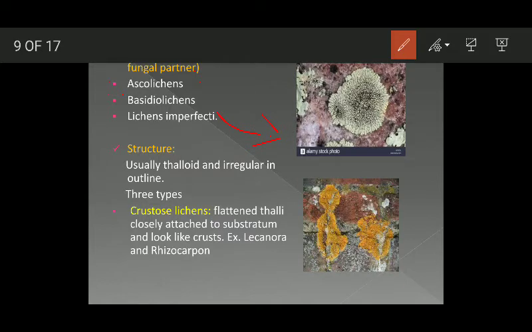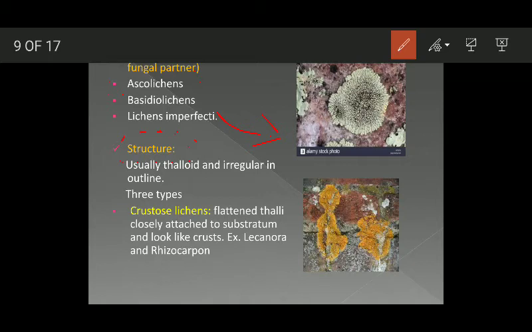Now the external structure of lichens. The lichens are usually thalloid, that means they are not differentiated into root, stem, and leaf-like structures. They don't have true roots, stems, and leaves, and they have an irregular outline. Now, depending upon the external structure, there are three types of lichens.